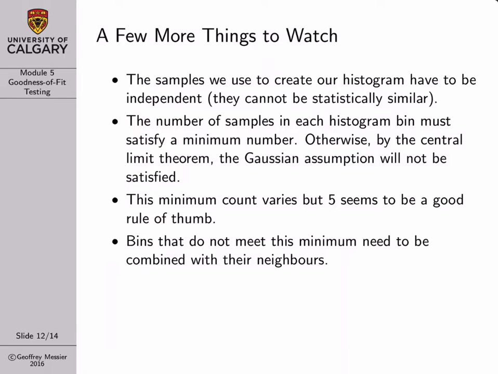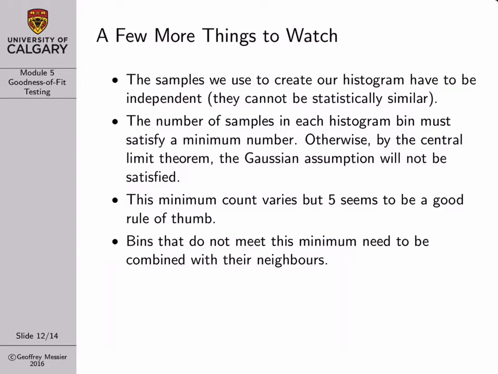The second thing you have to be careful of is that there has to be a minimum number of samples in each of the experimental histogram bins. Usually this minimum is between 5 and 10. I've used 5 in my own research with fairly good results.